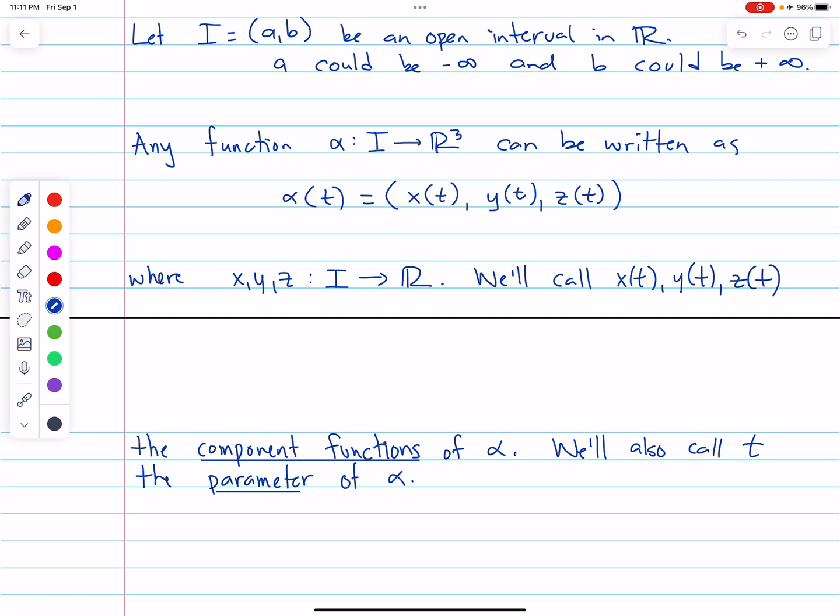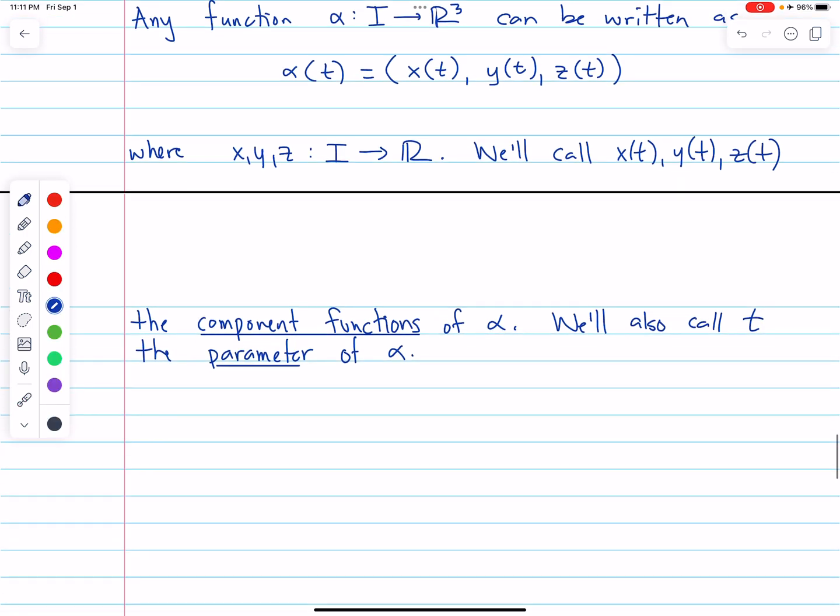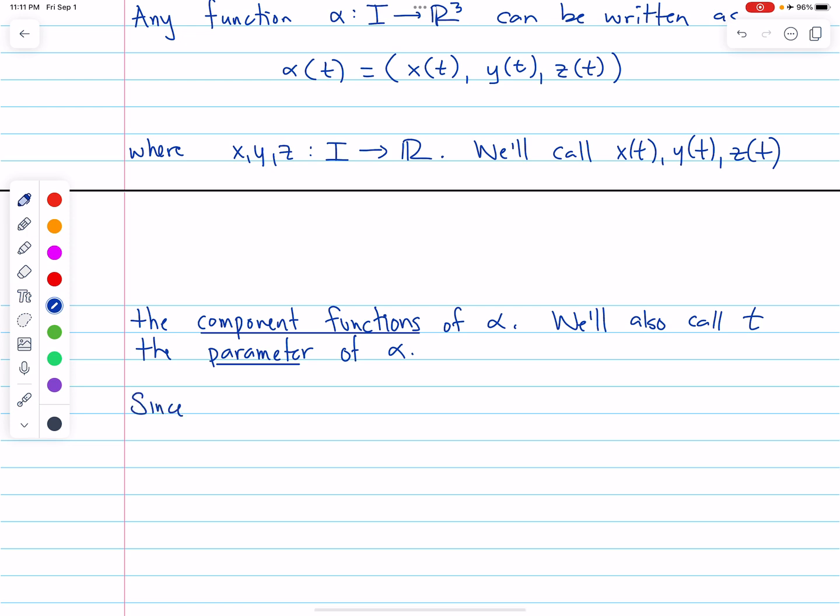All right. So the nice thing about having real valued component functions, each of these is just a function from an interval into the reals. The nice thing about having a function from an interval into the reals is we know how to take derivatives of such things. So since the component functions are real valued, we can try to take their derivatives.